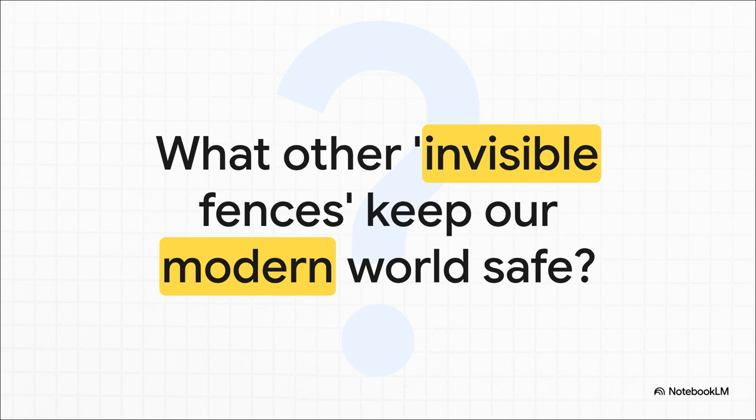And that leaves me with one final thought for you. The sea has its virtual fences to keep these massive ships safe. But what other invisible fences, what other digital guardrails and automated warnings are out there keeping our modern world running safely every single day? It's something to think about.